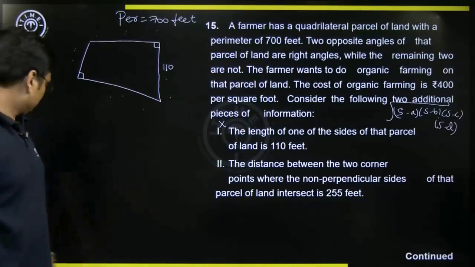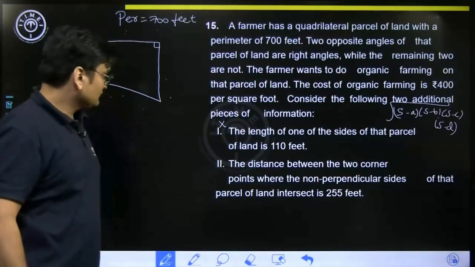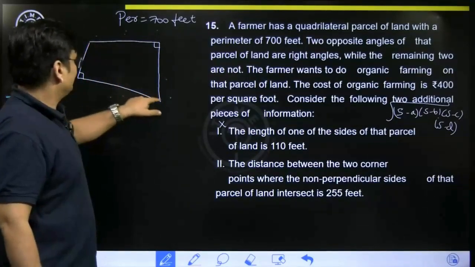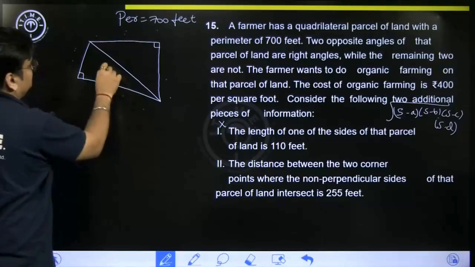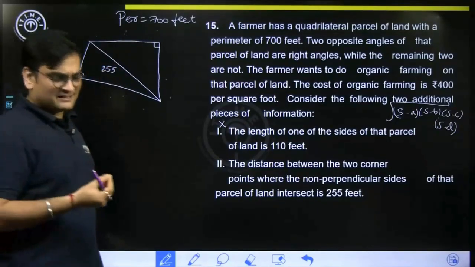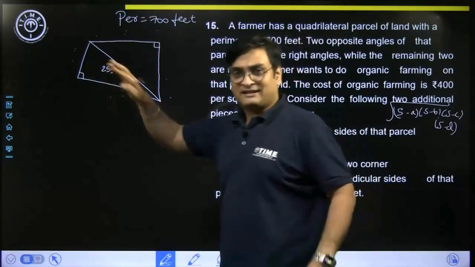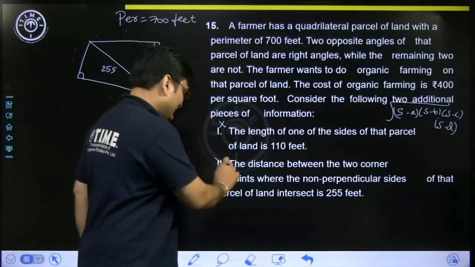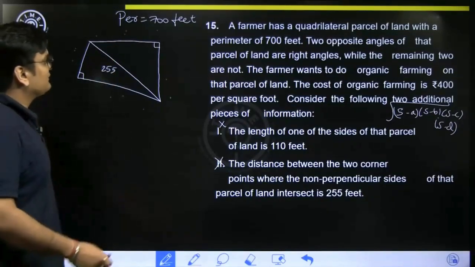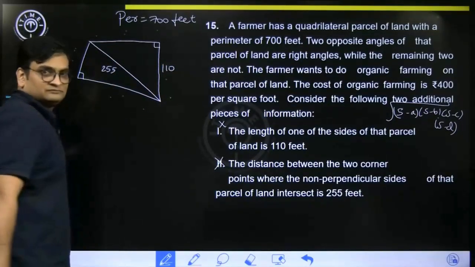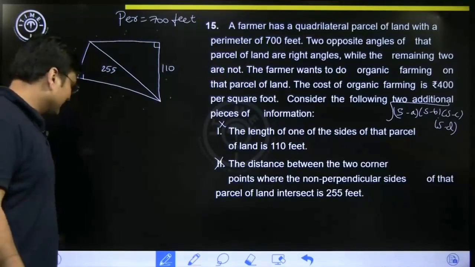Let's look at statement 2 alone. The distance between the two corner points, these two, is 255. So this is given to be 255. From one of the diagonals, without knowing the sides and just knowing the perimeter, there is no way you can find out the four sides again. So this statement also individually, I say, is not sufficient. Now let's try to combine them. Now if you combine, one of the sides is 110, I said this was 110. Now if you use these two statements together, please notice what will happen without getting into those detailed calculations.